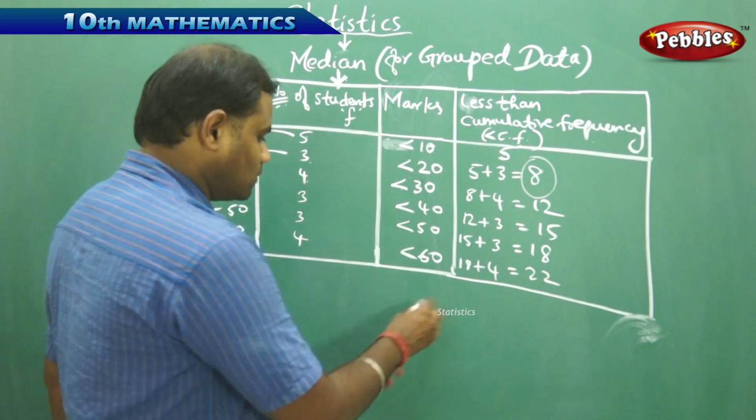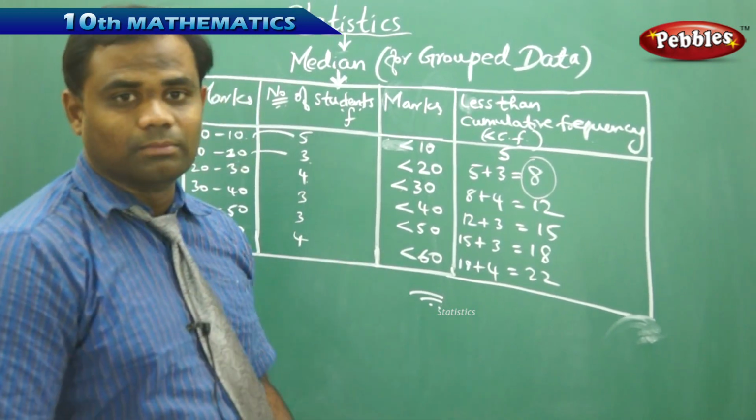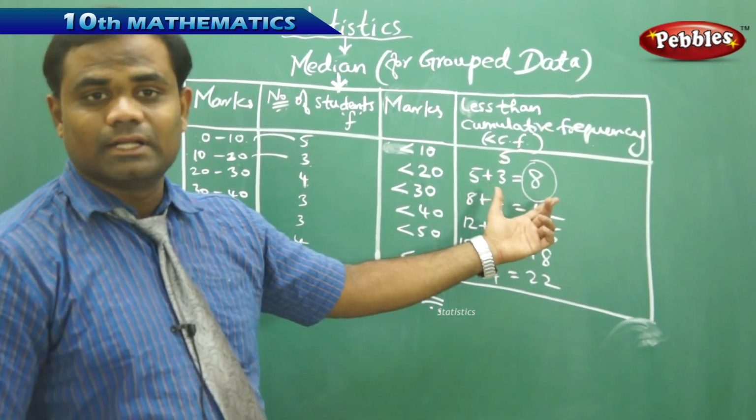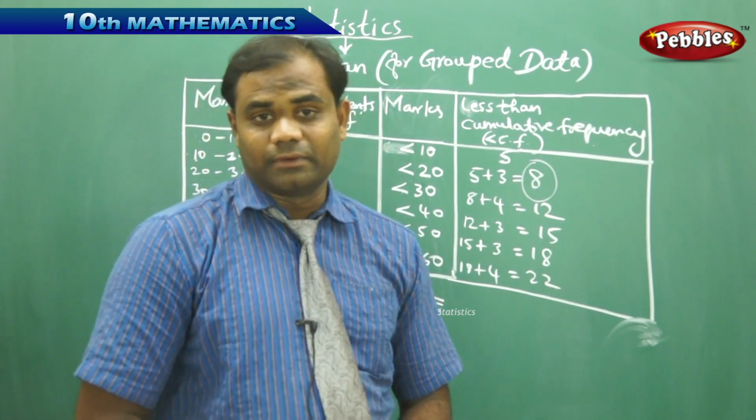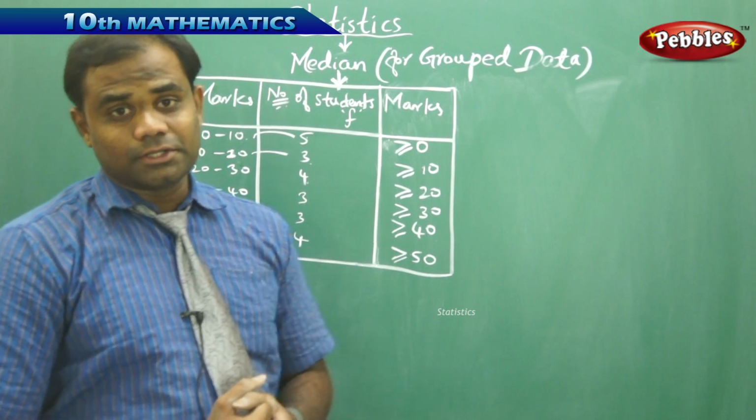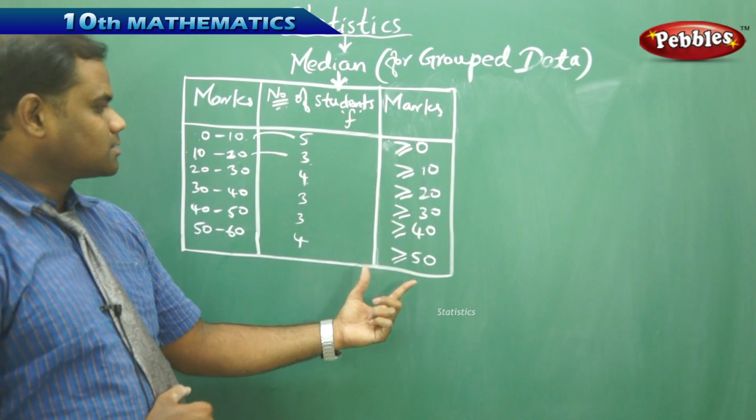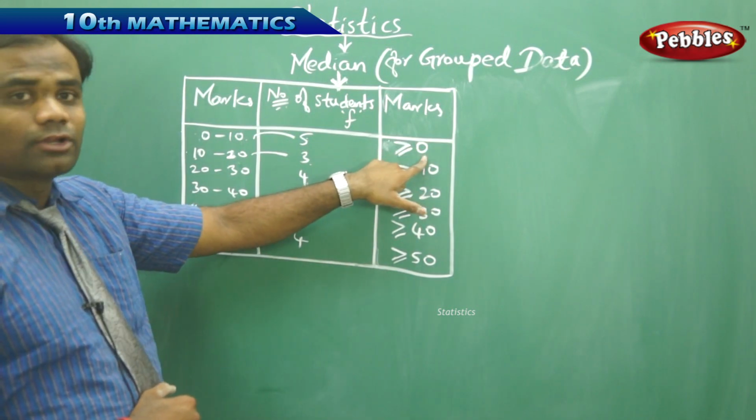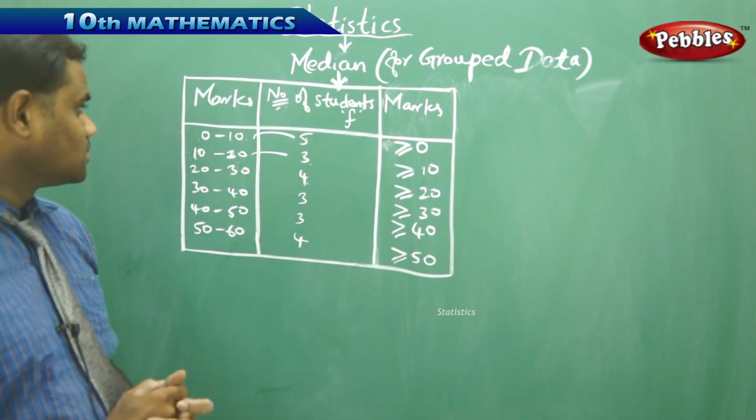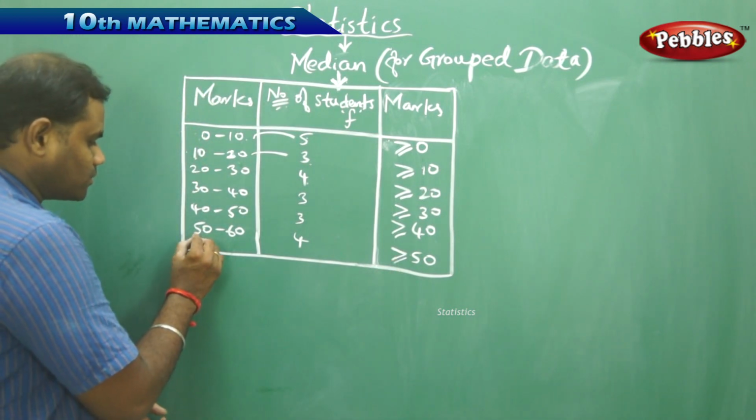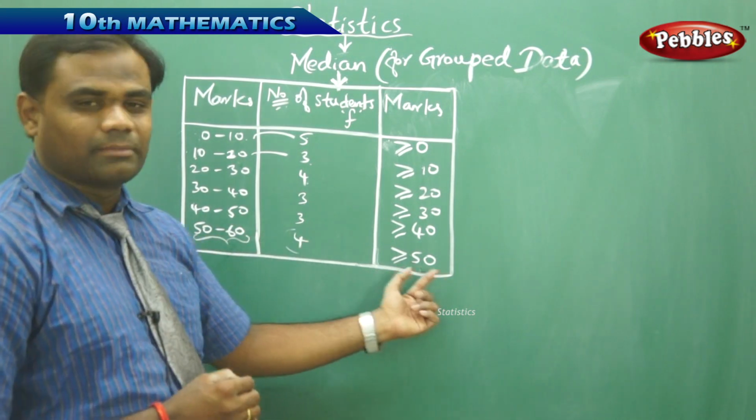So let's see how the greater than cumulative frequency is calculated for the same example problem as seen with less than cumulative frequency. To start with, let's take the marks which the student has obtained that are greater than or equal to 0. Starting from the bottom, I want to know the number of students who got marks greater than or equal to 50. Clearly, the maximum marks is 60. So there are 4 students who come in this range.